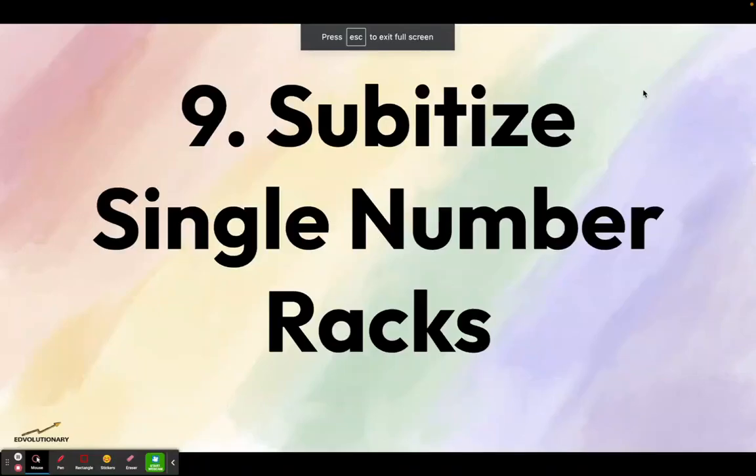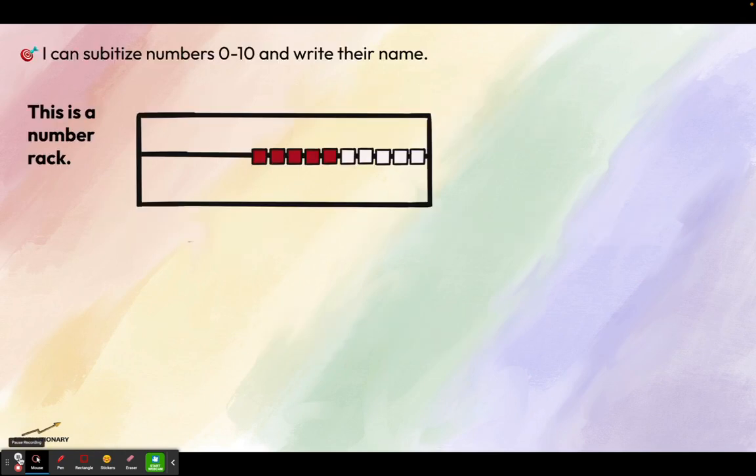All right, week 9, Subitizing on the single number racks. This week is actually very similar to week 7 with Subitizing on the 10 frames. It just uses a different model. So Monday, we really introduce what a number rack is and how it works. So we say this is a number rack, and the animations will lead you through pretty well.